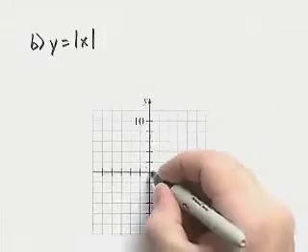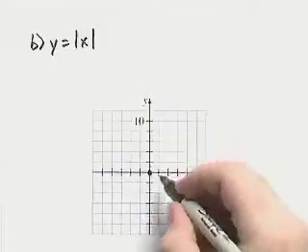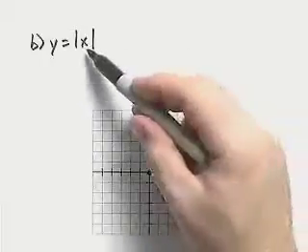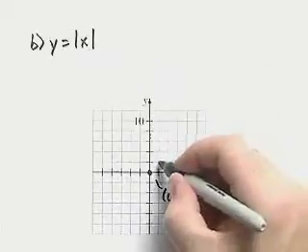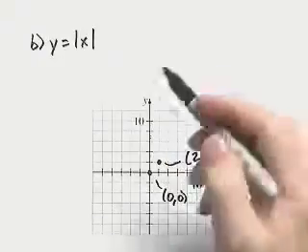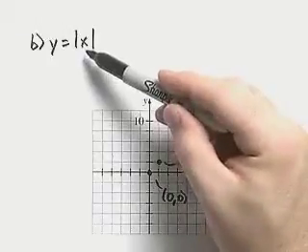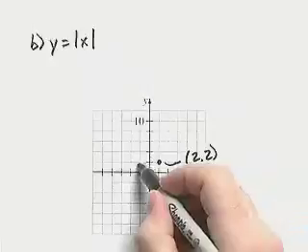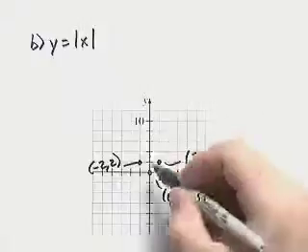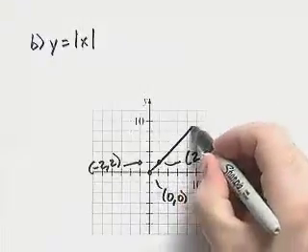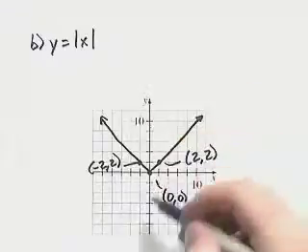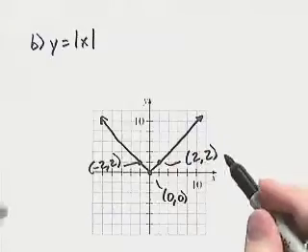Start off by letting x equal 0. If x is equal to 0, y is equal to 0, so we have the point 0, 0. If we let x equal 2, the absolute value of 2 is also 2, so we get the point 2, 2. If we let x equal -2, the absolute value of negative 2 is positive 2, and so we get the point negative 2, 2. Connect our points, get our graph, and here we have the graph of our base function, the absolute value of x.